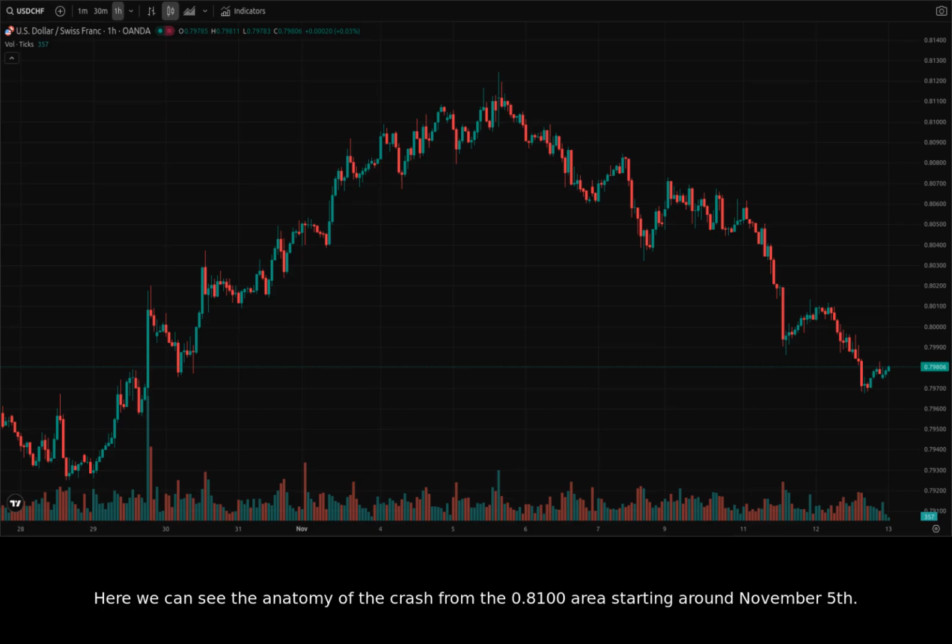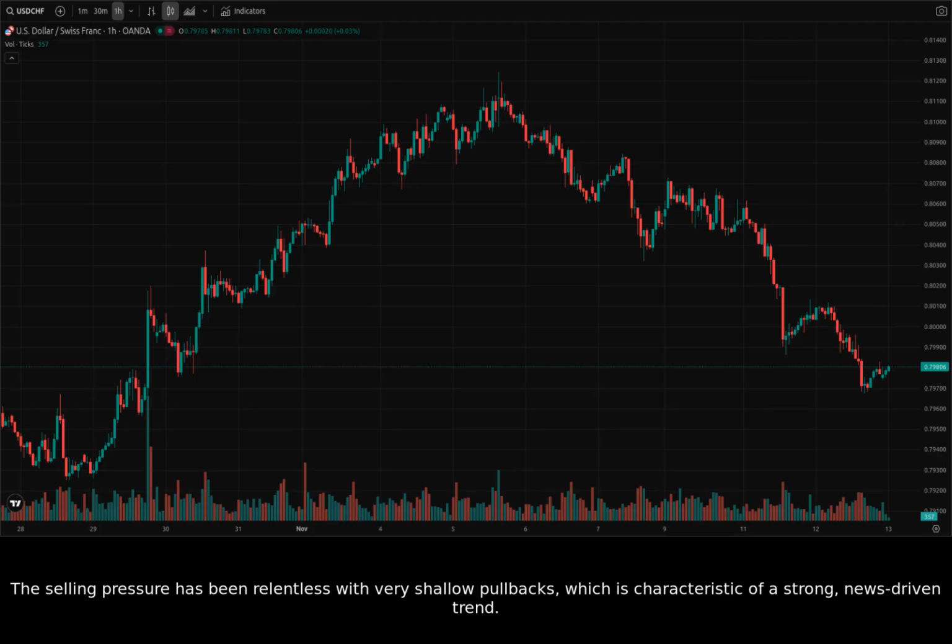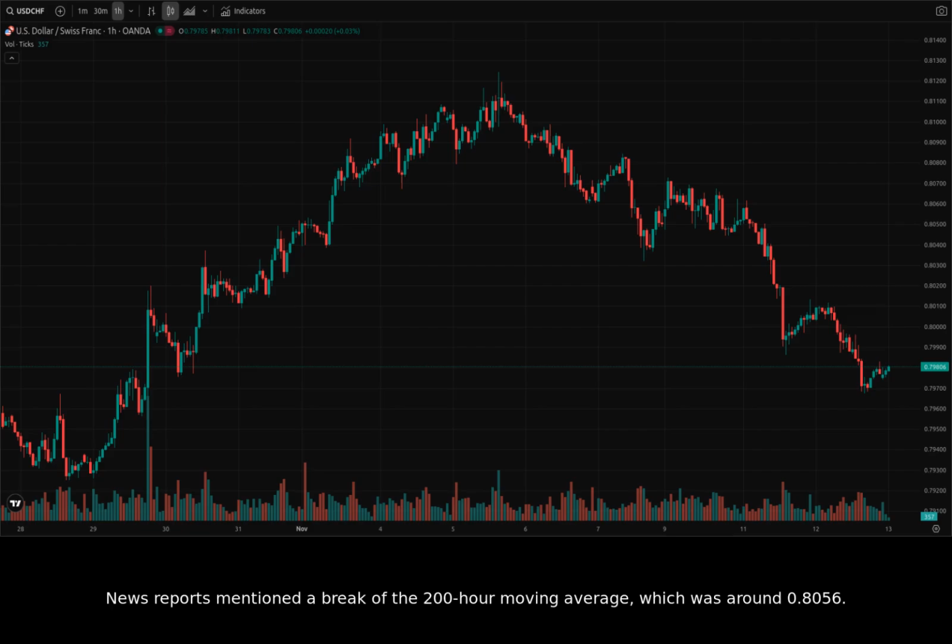Here we can see the anatomy of the crash from the 0.8100 area starting around November 5th. The selling pressure has been relentless with very shallow pullbacks, which is characteristic of a strong, news-driven trend. News reports mentioned a break of the 200-hour moving average, which was around 0.8056. That break was a key technical signal that confirmed the shift in short-term momentum from bullish to bearish. The price sliced through the 0.8050 level and didn't look back.